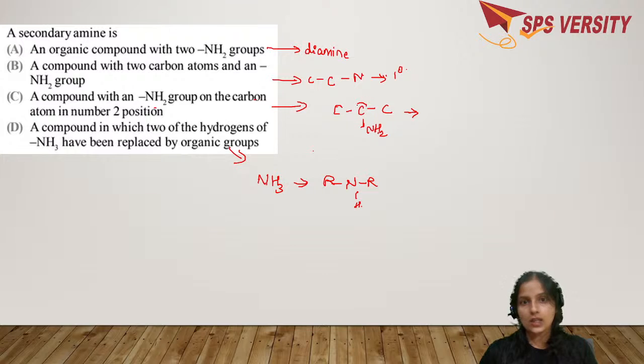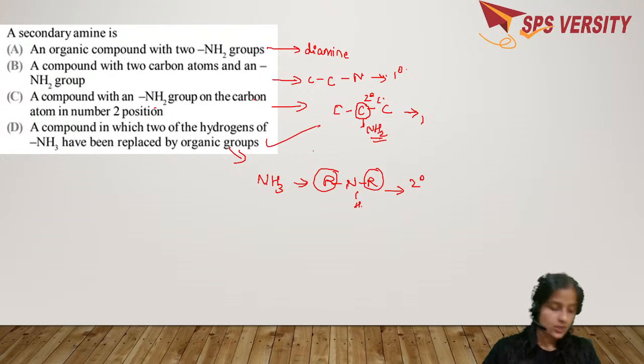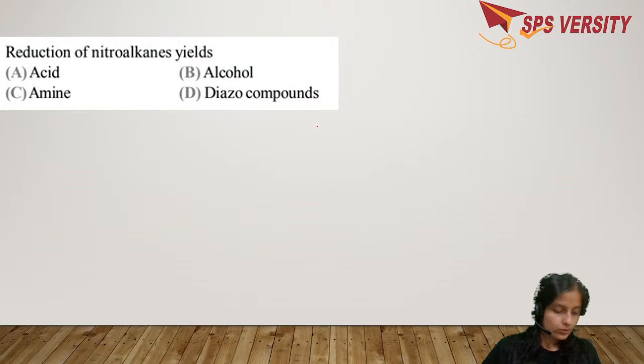Okay, NH2 is attached to this carbon. This carbon is called a secondary carbon, but this is not a secondary amine. Here both the NH2 are there, so this is also a primary amine. And here you have two groups replaced by alkyl group, so this could be the secondary amine. So the right answer would be option D. We are going to the next question over here.